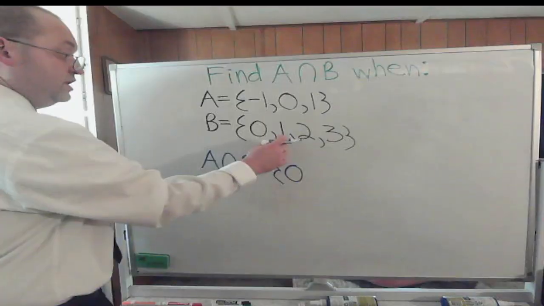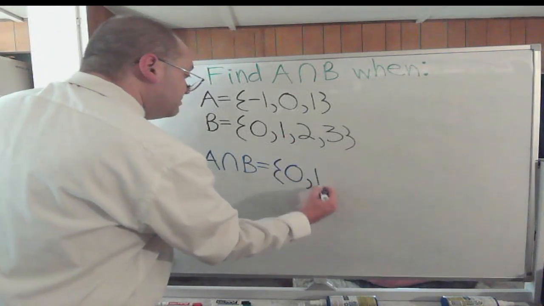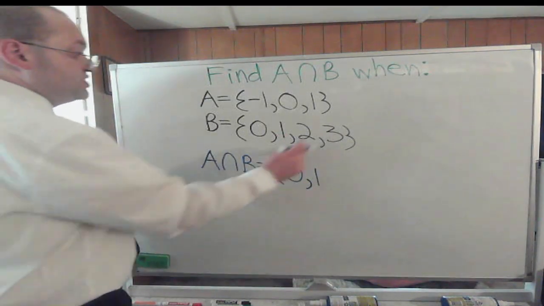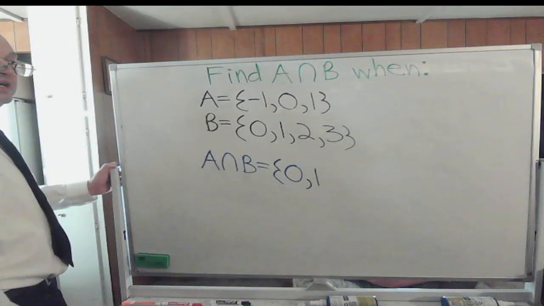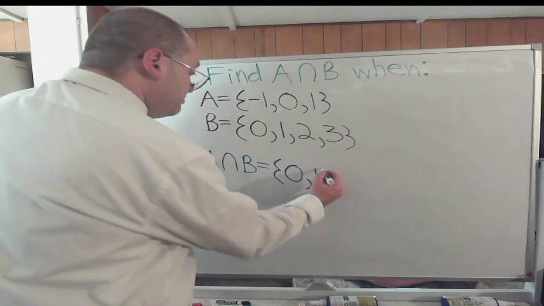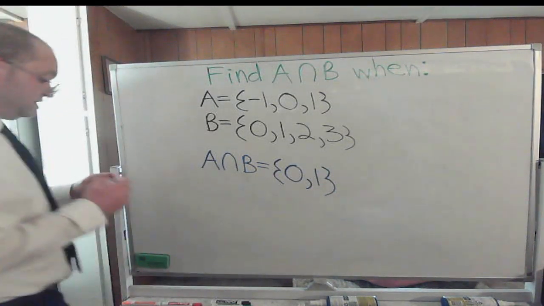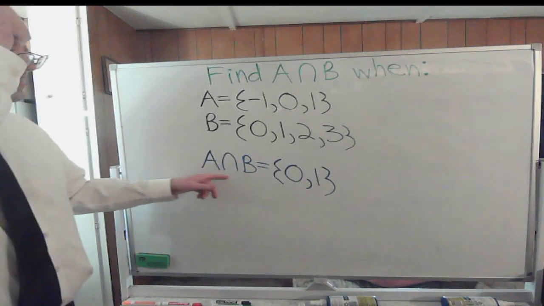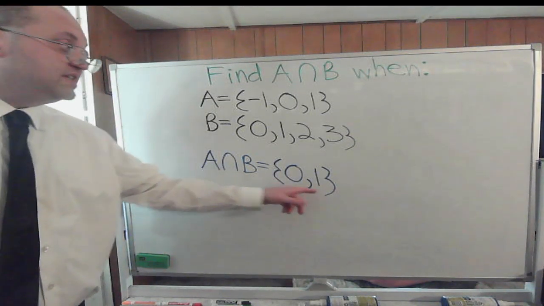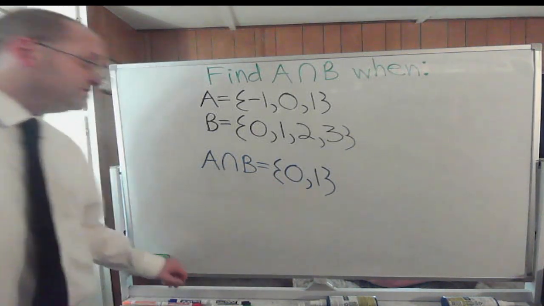They both have a 1 in common, so 1 would also be a member. But 2 and 3 are only in set B, so those wouldn't be members of the intersecting set. So the answer for the set A in intersection with B is just the set of 0, 1. That's all you would get, the set of 0, 1.